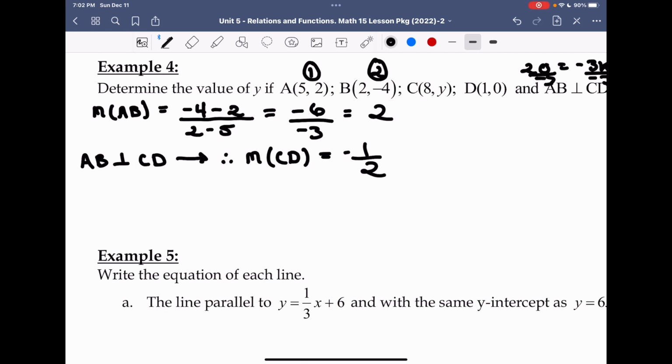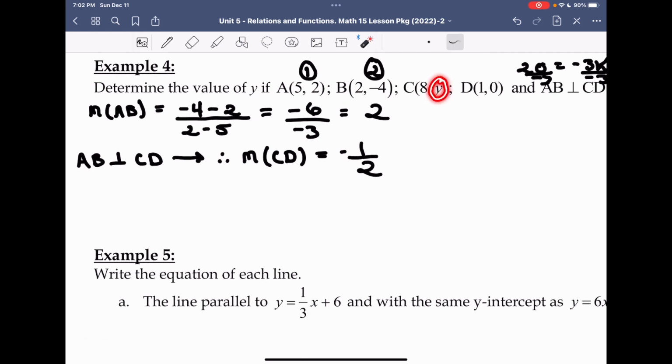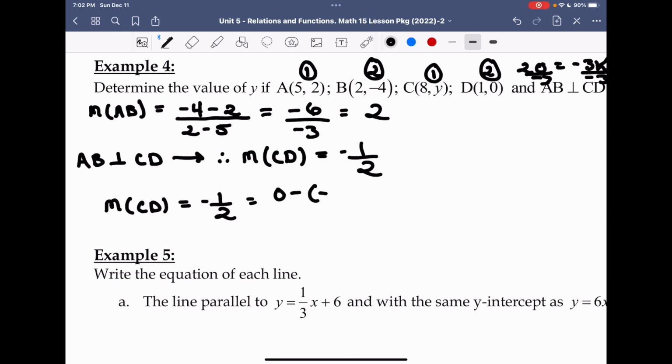Finally, to solve this problem for the missing value of y in this point here, we're going to assign these points here. So we're going to say that this is maybe point 1, this is point 2 of that line segment, and we're going to say that our slope of CD, which was equal to negative 1/2, is equal to y2, which is 0, minus the negative 4, which is y1, over 1 minus 8. That gives me 0 minus minus 4, which becomes a positive. And so we get 4 over 1 minus 8, which is going to be negative 7. And there is my value for what our simplified solution is.